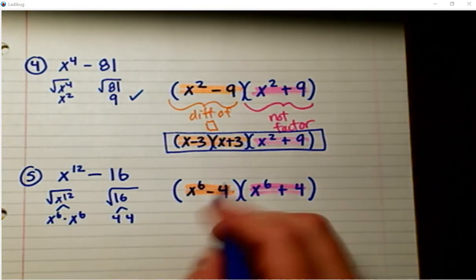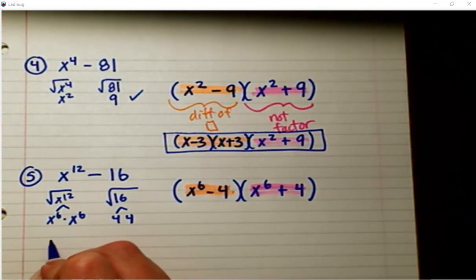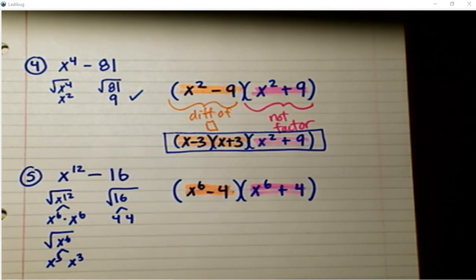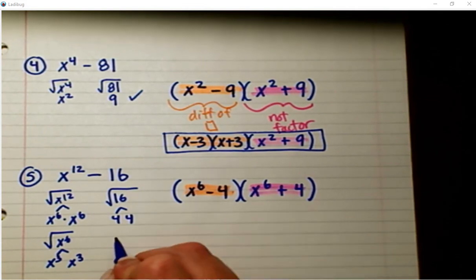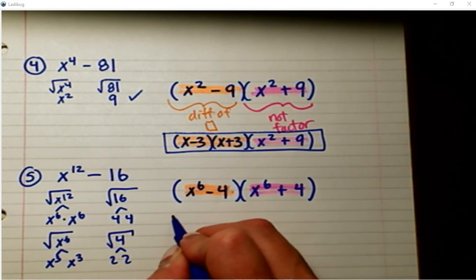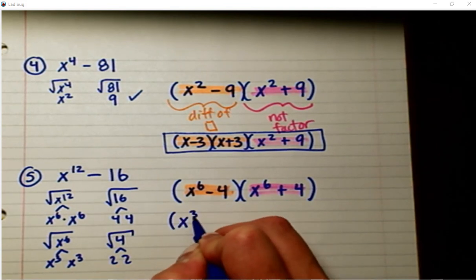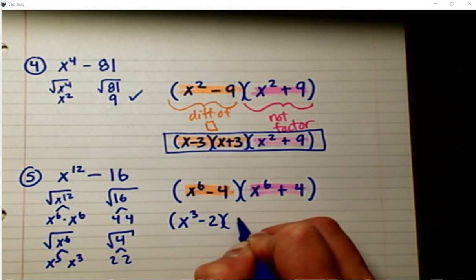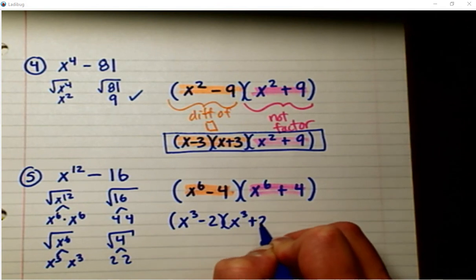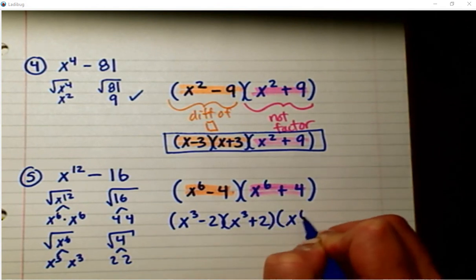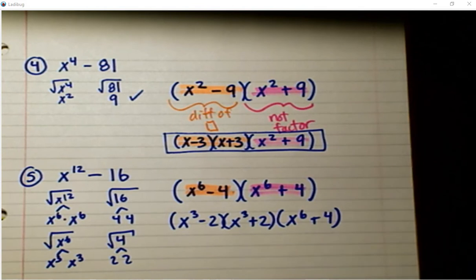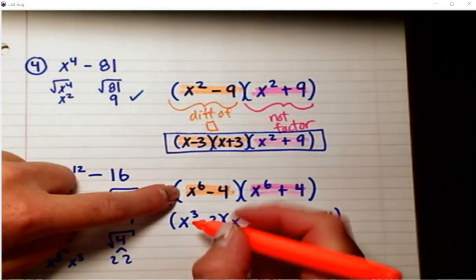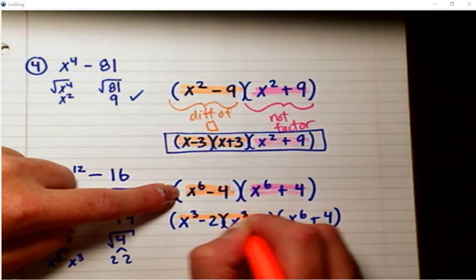Okay, so here, I guess I can do some scratch work. The square root of x to the 6th, yep, that's x cubed times x cubed. Okay, square root of 4 is 2. Okay, x cubed minus 2, x cubed plus 2, leave the last piece. Okay, this orange part turned into this.